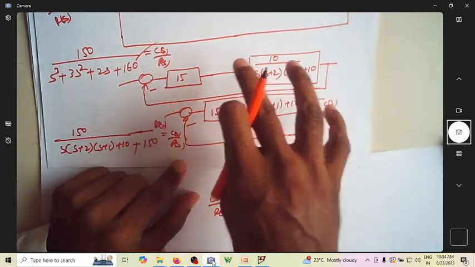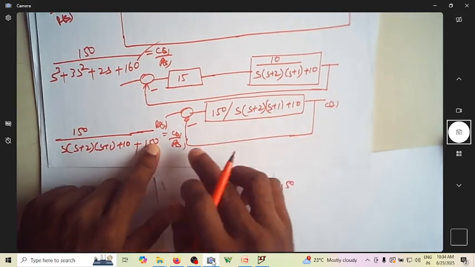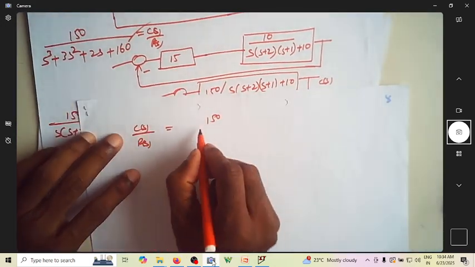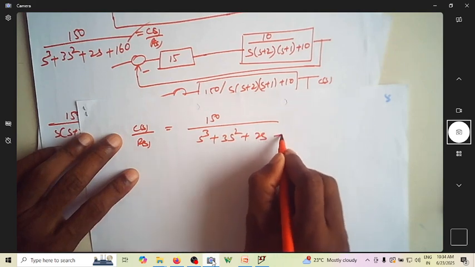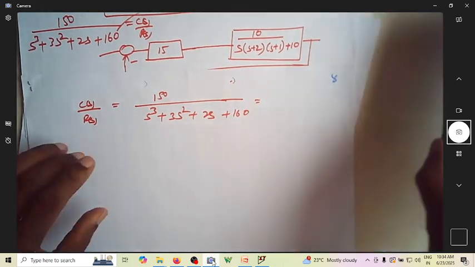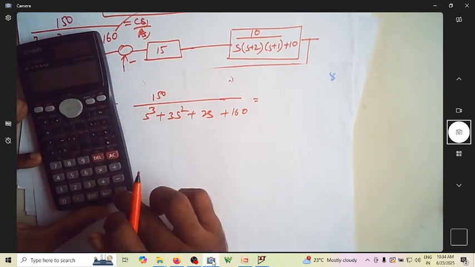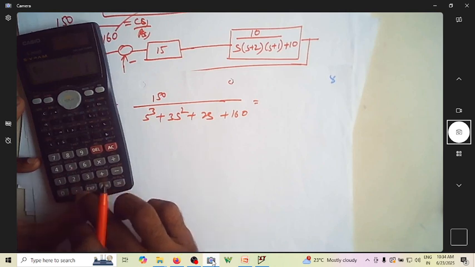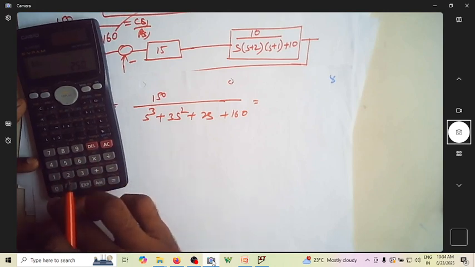Then how did I reduce the overall block? Overall block is 150, this as it is plus 150. Why this plus 150? Because you have a negative feedback. So now this is the overall transfer function, is it not? s cube plus 3s square plus 2s plus 160. So what is this? Let me find the roots. Okay, now it is 1, 3, 2, 160.